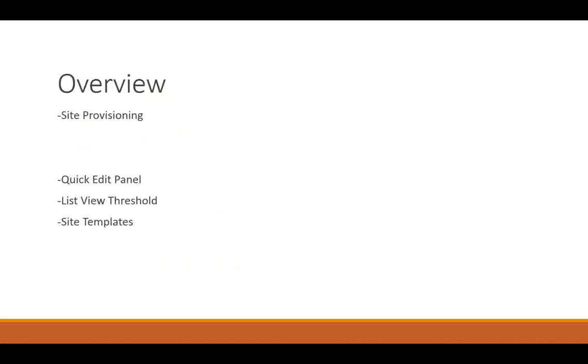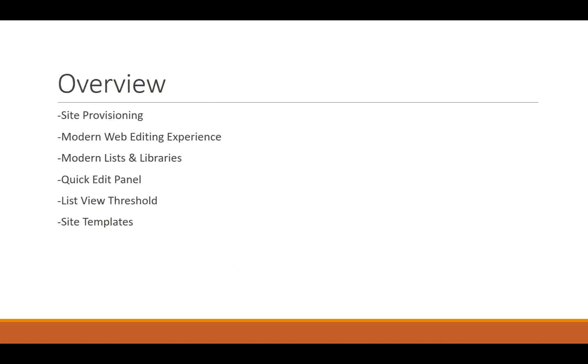All right, content management is our next section. Provisioning, we talked about that. Modern web editing experience, superior in modern lists and libraries. Whoops, quick edit, lists and libraries, quick edit panel, list view threshold, and site template. So I'll open it up to our panel about content management. What do you guys think are the best features or the worst features in both areas?